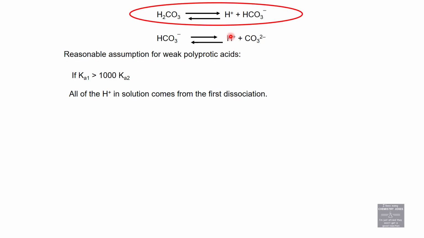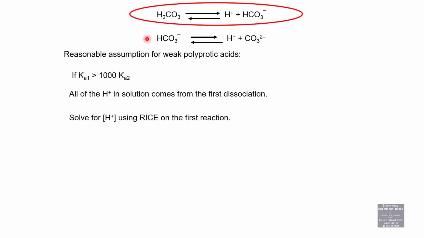Because it's very tiny, we can solve for H plus using RICE in the first reaction only. We get to kind of ignore that it's polyprotic, because we pretend like this is just a standard weak acid with Ka, to solve for our pH.